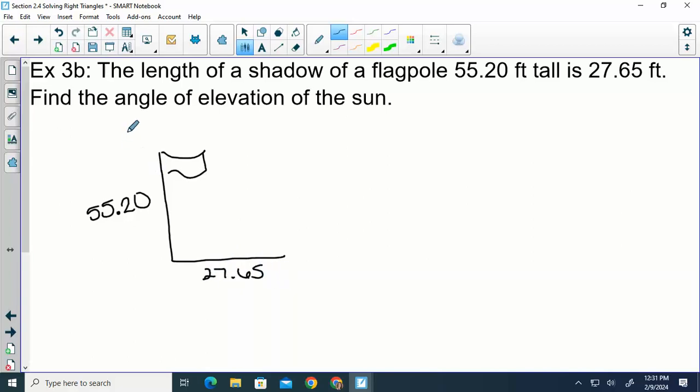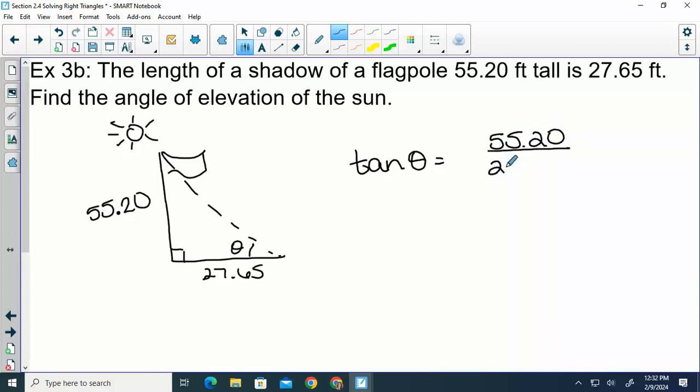Okay, we want the angle of elevation of the sun. So the sun's up here in the sky. Angle of elevation says from a horizontal line going up. So I'm actually looking for this angle, and it is inside my triangle. So what trig function could I use? Because I'm assuming a right angle. Tangent. Tangent is opposite by adjacent.